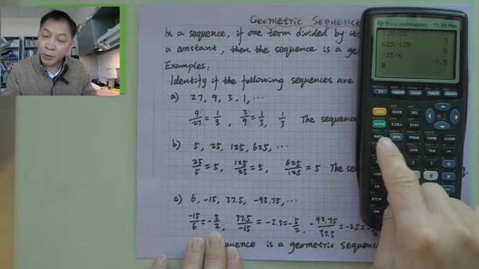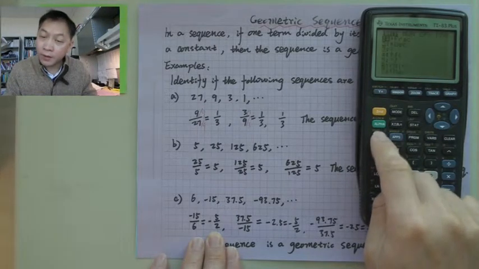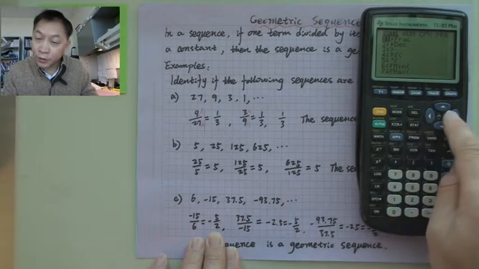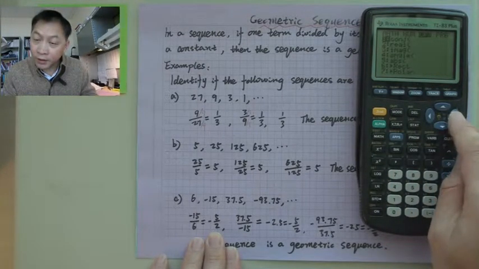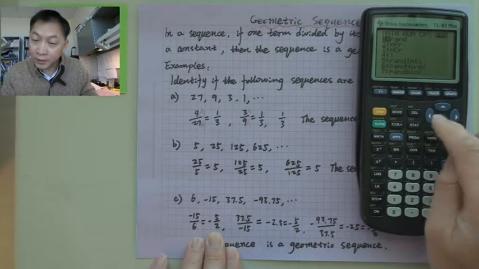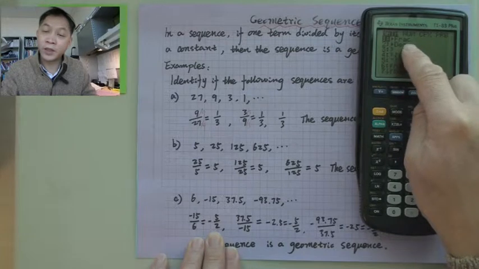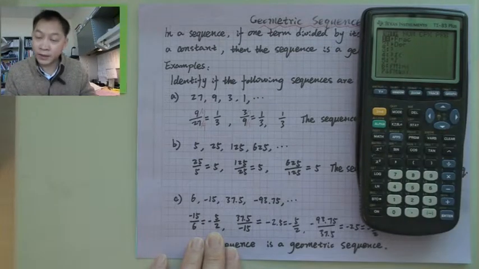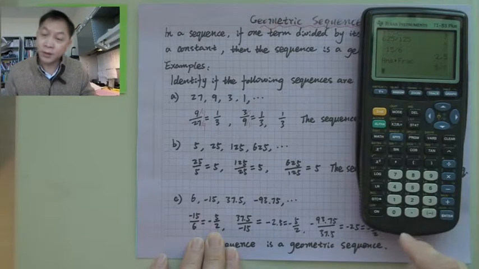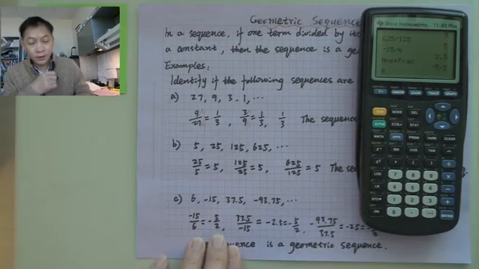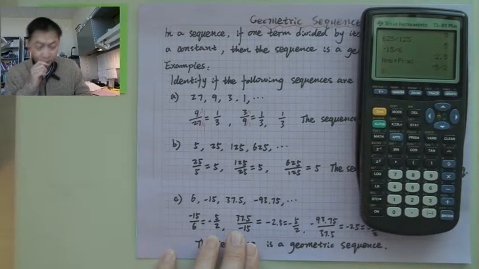As I remember, you click on math, and the first one, you see, is FRAC. If you hit 1 and hit enter, it gives you negative 5/2. That's the one down here.